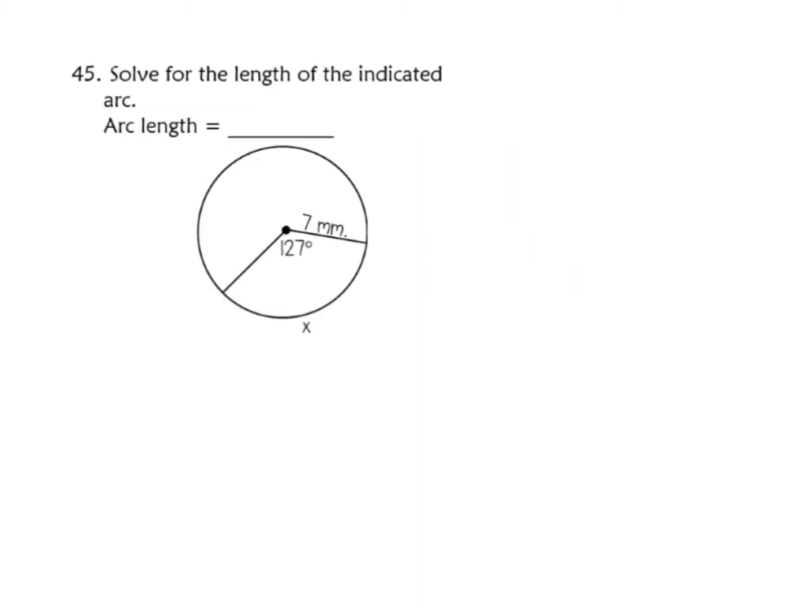Solve for the length of the indicated arc. So this is arc length. Remember, that's a fraction of my circumference. So my fraction is 127 out of 360 times circumference, so 2 times pi times 7.